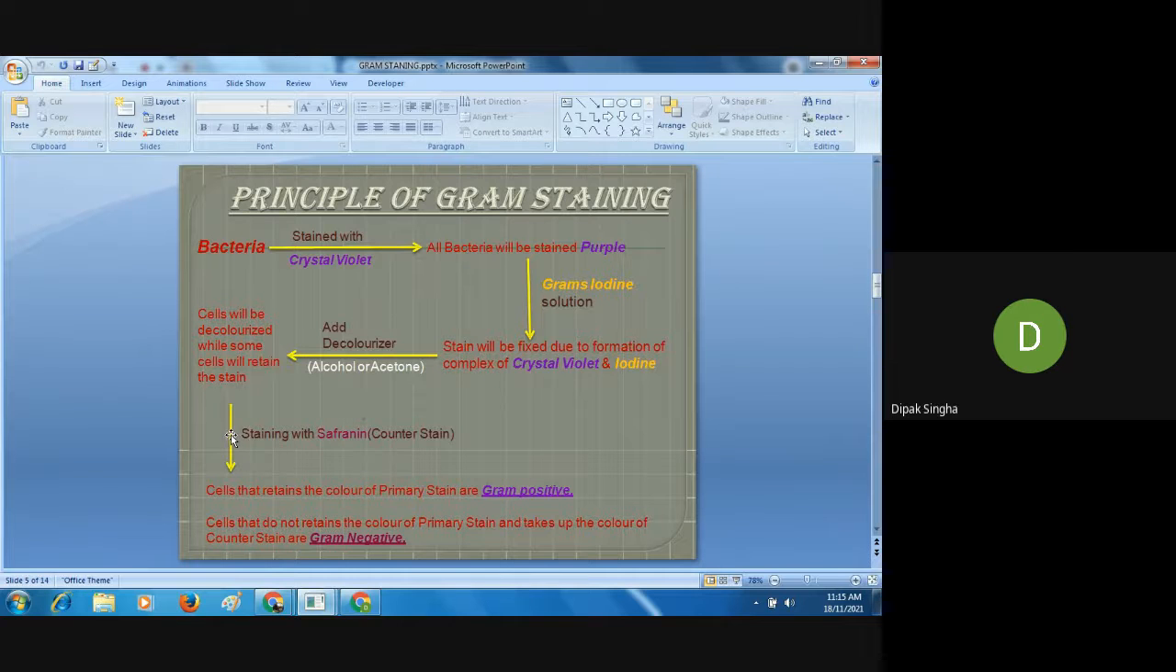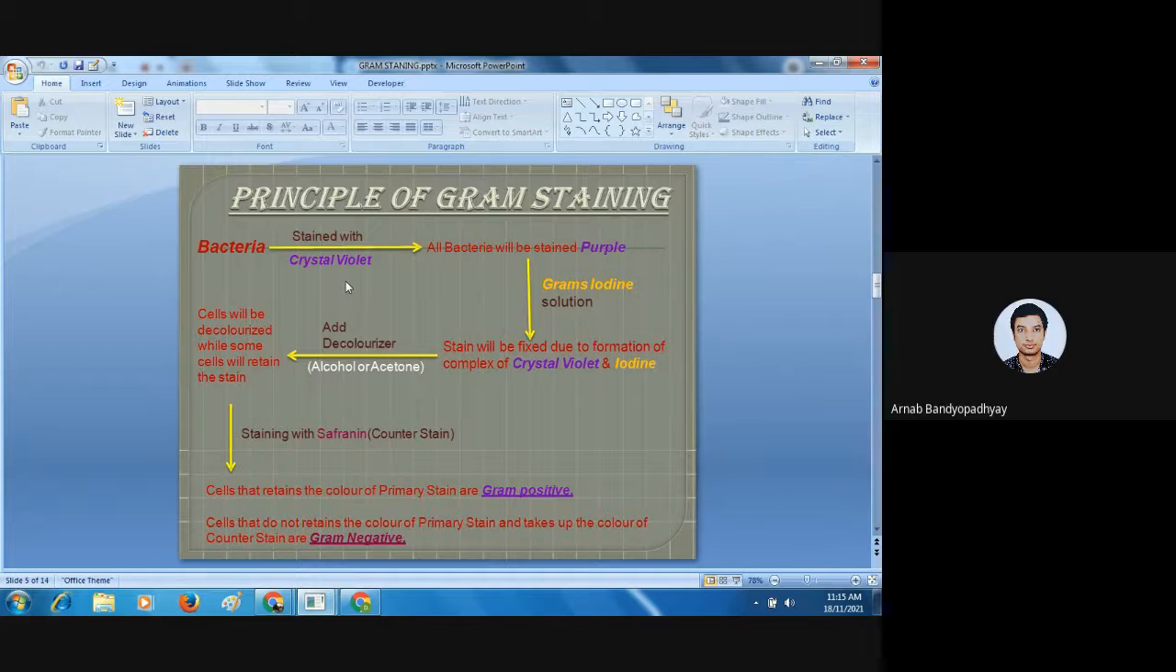Okay, and next, the fourth step: staining with safranin, which is called the counter stain. Why? Because you use a first stain, the primary stain, and then you attack or stain with another stain. That's why it is called the counter stain. Okay, understood? Why is it called the counter stain?